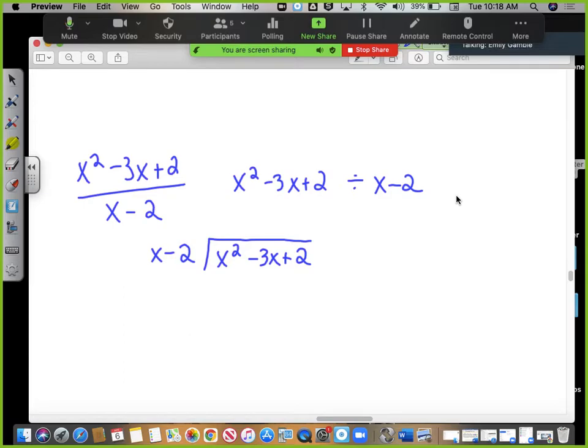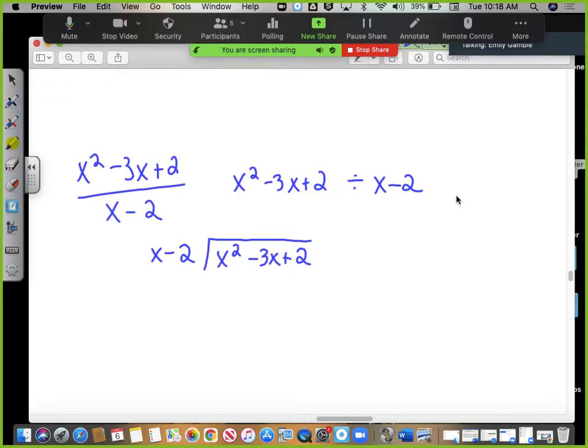Now, when you're doing this, the polynomials in the problem always have to be in standard form, meaning the biggest exponent is here, and then it goes down the line to the constant number. This is in standard form. The biggest exponent is here, going down to the constant. It's the only way that it works.